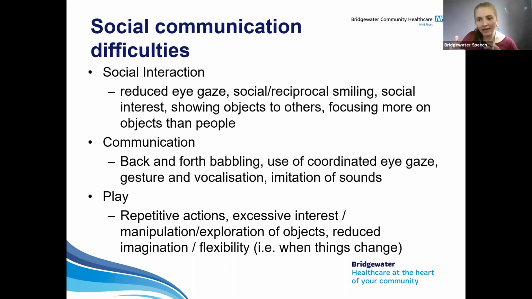And then we've got our communication. And so often we think about communication as talking, but there's so many things that come before talking. So there's lots of back and forth babbling that mimic that two-way interaction that's so important for us. Coordinated eye gaze, so this kind of means looking at something, then looking at the person, showing an interest and communicating with the person, like I want that or I like that, looking at them, looking at the object. Using gestures and vocalizations, imitating sounds. These are all ways that a child is communicating before they're using words.